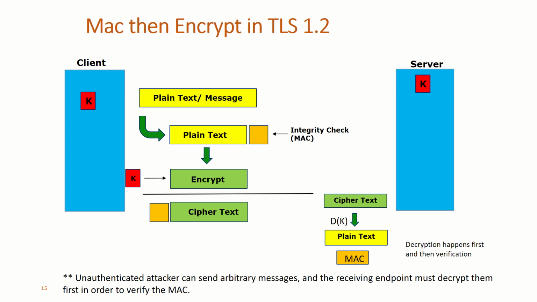In the earlier video, we have seen how the denial of service attack can be performed when using MAC then encrypt. So TLS 1.2 follows the approach of MAC then encrypt. First, MAC is computed for the plain text and then encryption is applied. So server first decrypts the data that was sent from the client. Then the MAC is computed on the plain text and then only it checks the integrity of the data by comparing the hash that was sent.